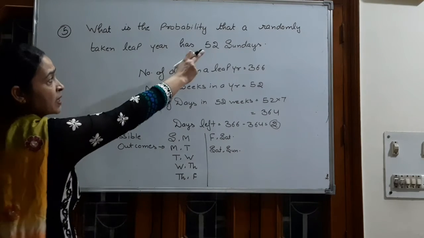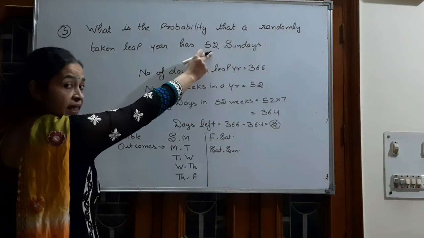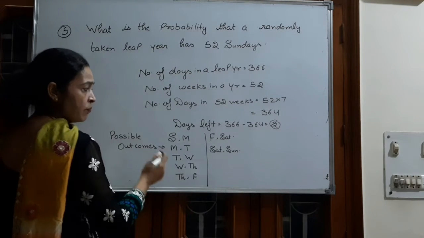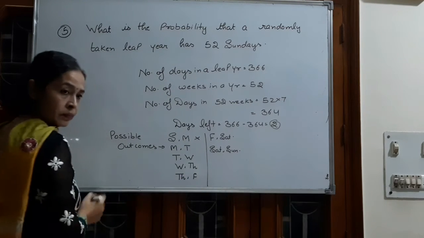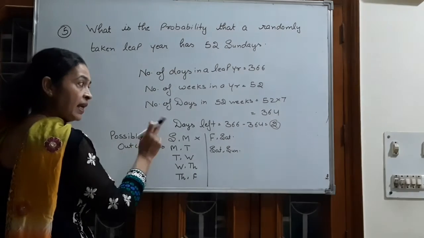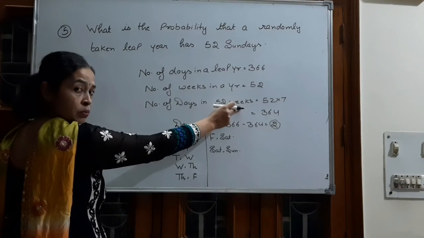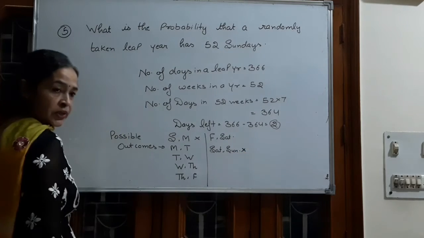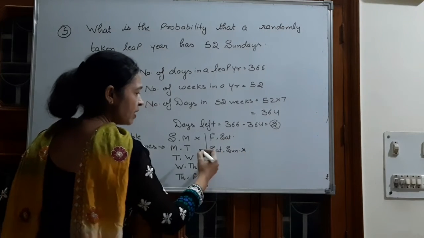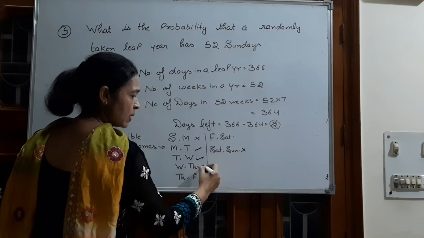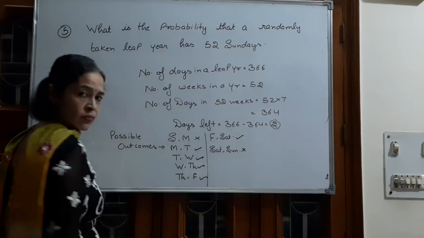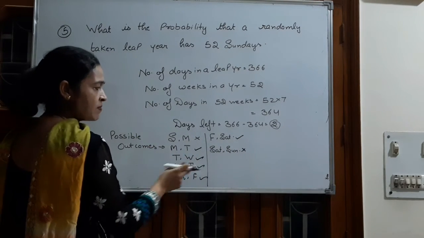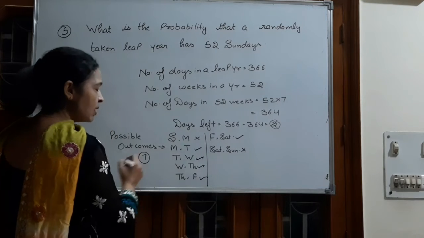But as per our question, how many Sundays do we have? We have 52 Sundays. Therefore, we can't take this option, Sunday and Monday, because we already have 52 Sundays in 52 weeks. Now, what are our favorable outcomes? This one, this one, this one, this one, or this one? Possible outcomes are 1, 2, 3, 4, 5, 6, 7. We have 7 possible outcomes.